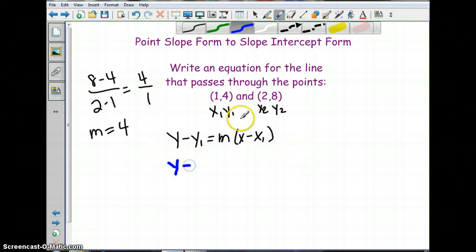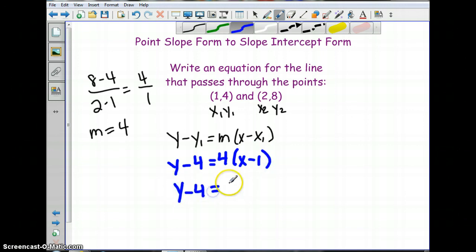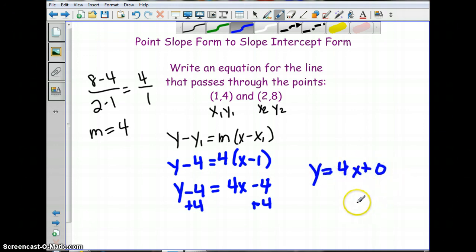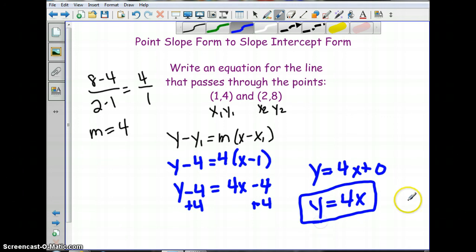So y minus y1 in my case is 4. And then I have 4 times x minus 1. So go ahead and distribute. y minus 4 equals 4x minus 4. Add the 4 over. My final equation is y equals 4x plus 0. Do we have to do the plus 0? No. So I have y equals 4x. And there you go.